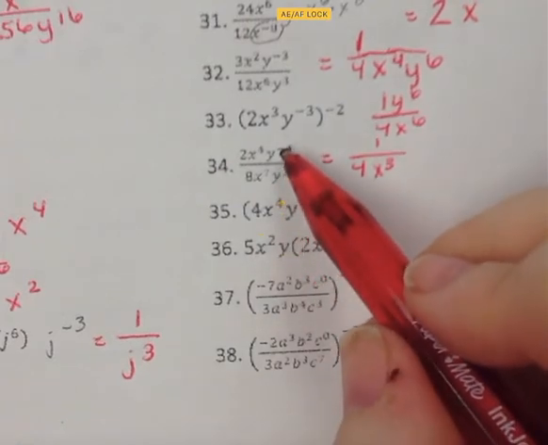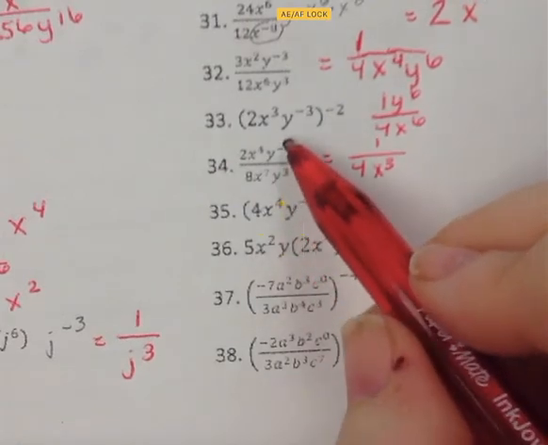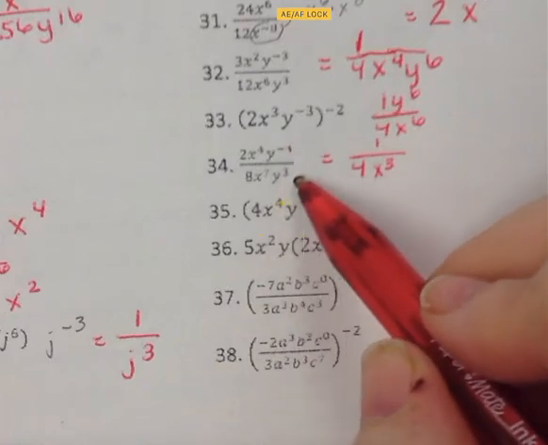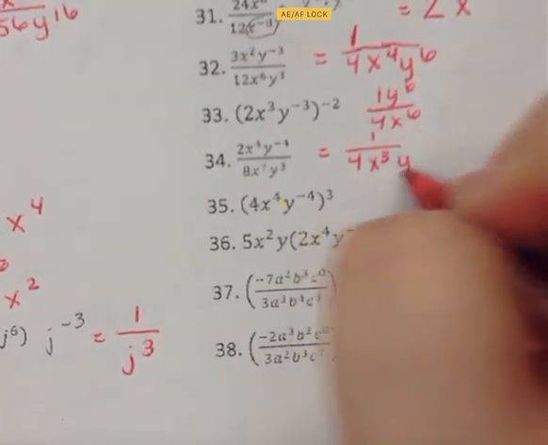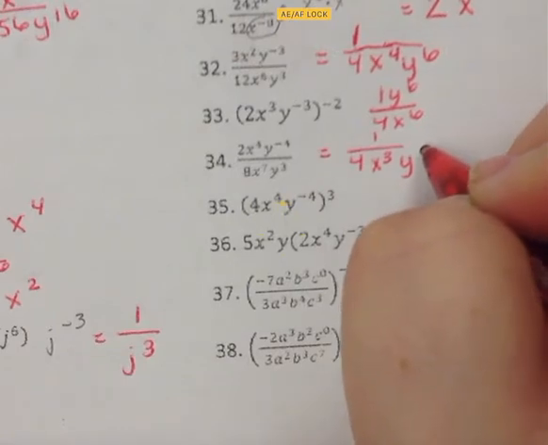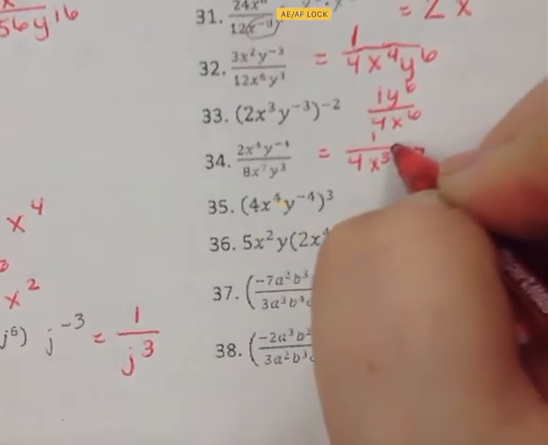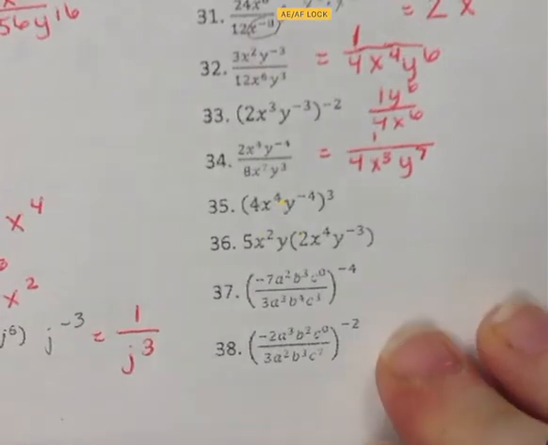Then we have y to the negative 4 divided by y cubed. That y to the negative 4th has to move to the bottom. So we have y cubed and y to the 4th on the bottom. So y to the 4th and y cubed becomes y to the 7th. So we have 1 over 4x cubed y to the 7th.